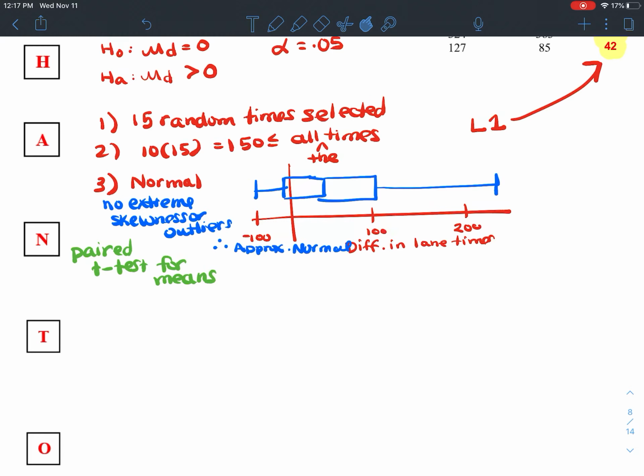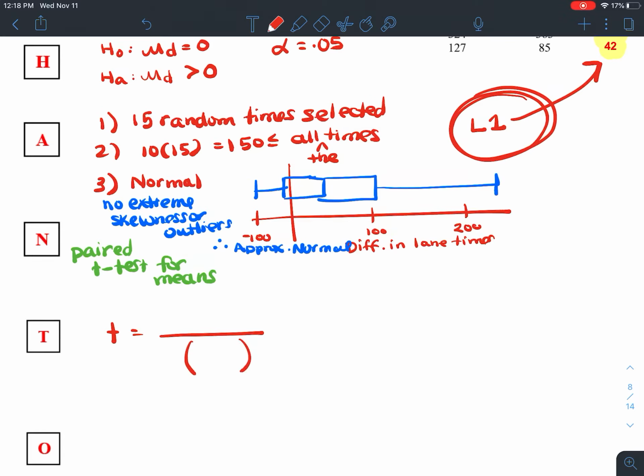Now, to get the t-score, since I have the set of data, remember we put all that data in L1. We need a little bit of information here. Our formula has our sample mean here, and our hypothesized mean here. We know the hypothesized mean is always going to be 0. The sample mean needs to come from running one variable stats on my calculator. We did this in the previous video, I believe.